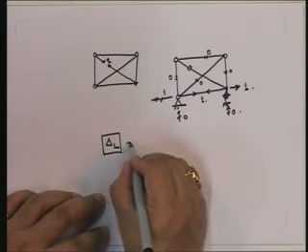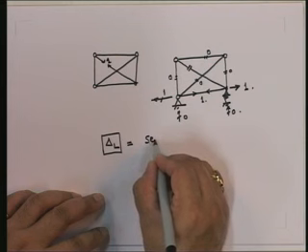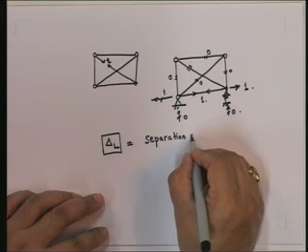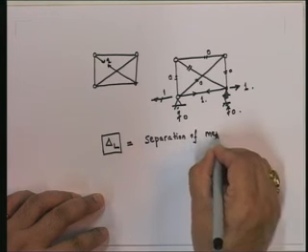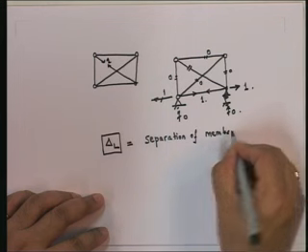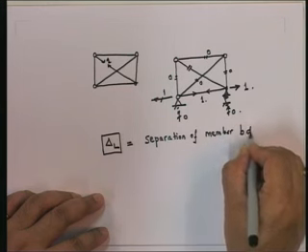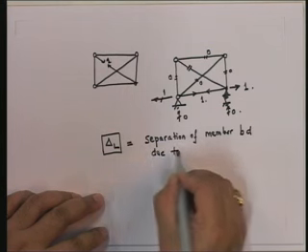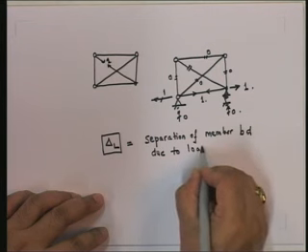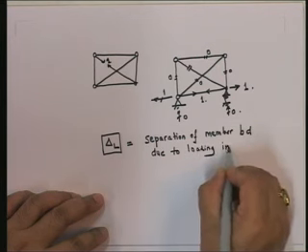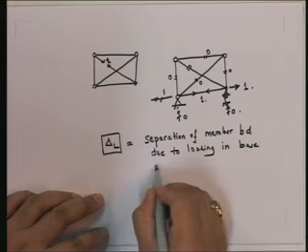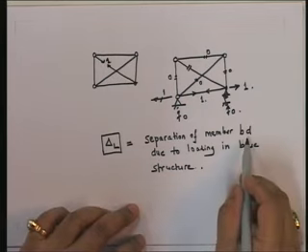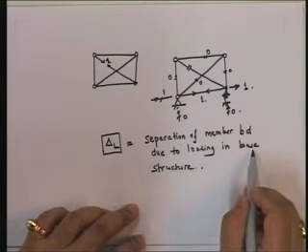This is the separation of the member BD due to loading in the base structure. So this is the separation of the member BD due to loading in the base structure.